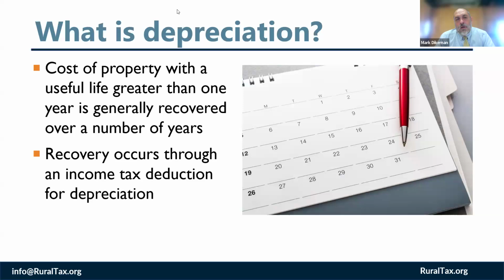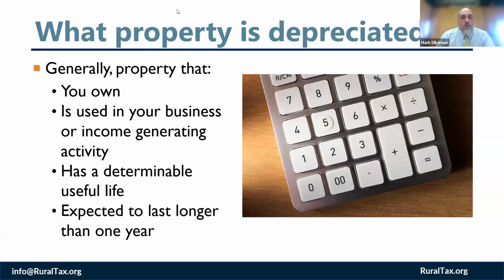However, when we get to capital items, larger or longer life property, things that are not going to be consumed within 12 months, then we're generally going to recover that cost, the purchase price of that, over a number of years. And that recovery process occurs through an income tax deduction referred to as depreciation. We're accounting for the cost of that piece of property over a number of years.